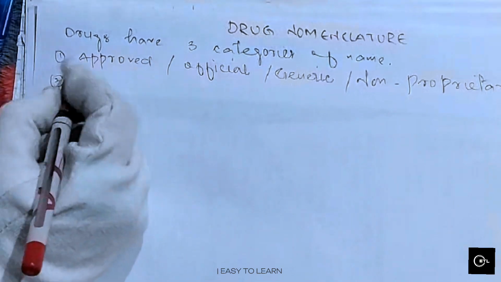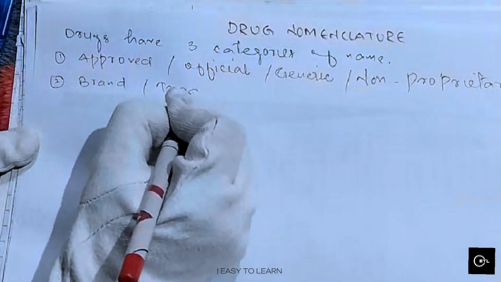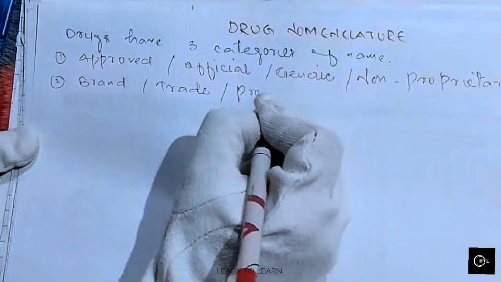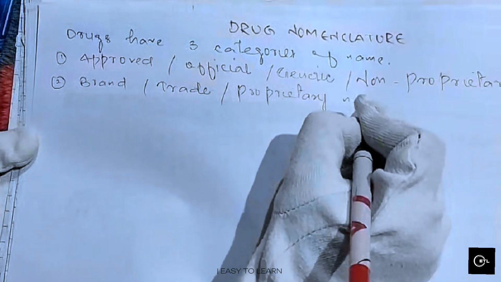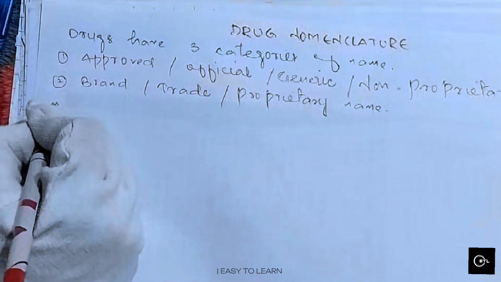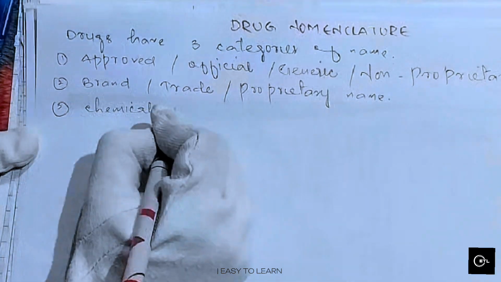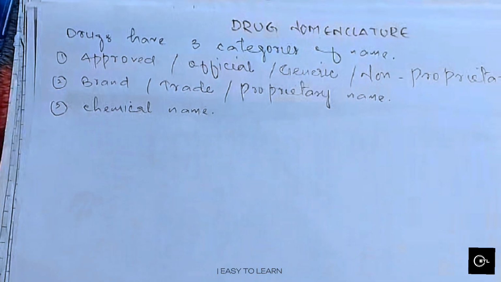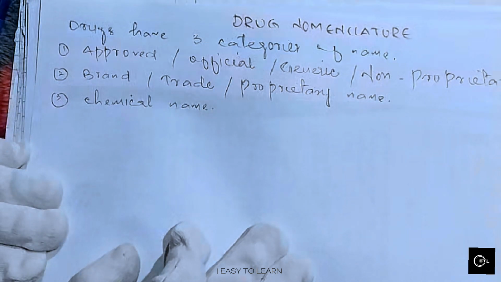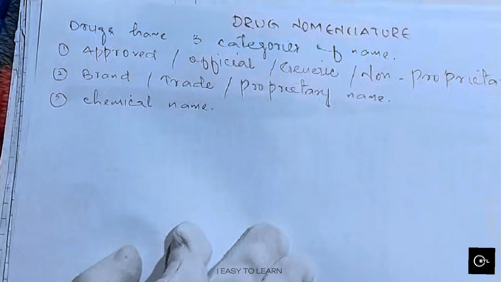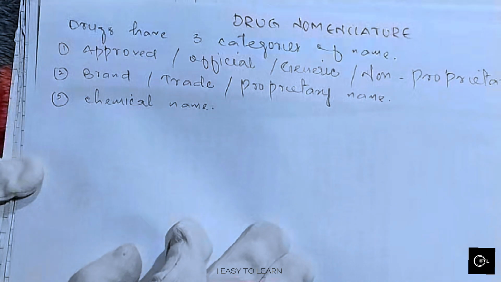Second is the brand, trade, or proprietary name. Third, it is chemical name. We all are familiar with these names. The drugs have three categories of name. Drug have approved name, brand name, chemical name. So we are discussing all these three in this video.